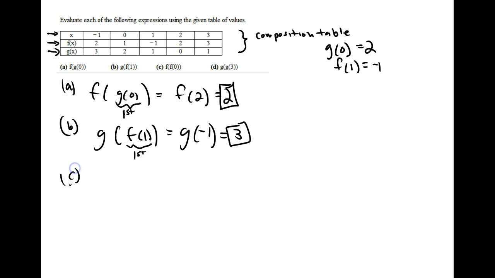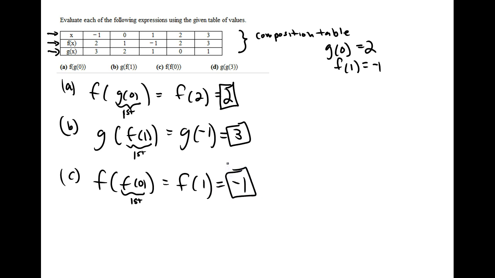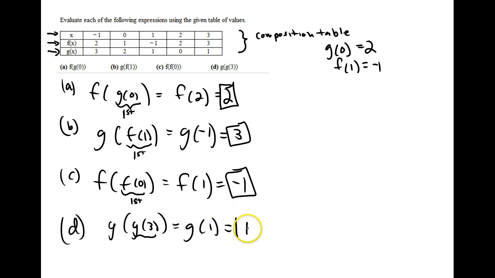These last two are f of f and g of g. It's okay. So f of 0, do this part first. F of 0 is 1. And now we want f of 1, which is -1. Okay. And then finally letter D, g of g of 3. Go get g of 3, which is 1. And now go find g of 1, which is also 1.